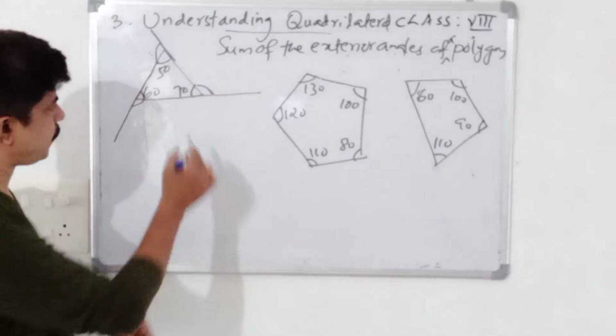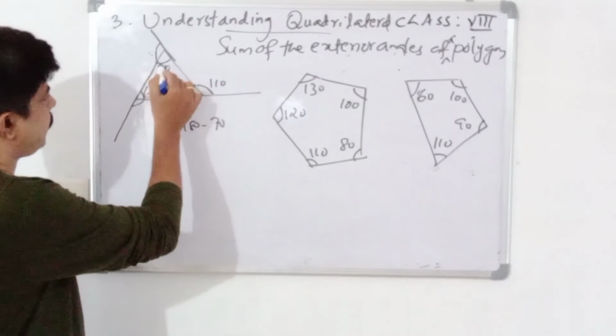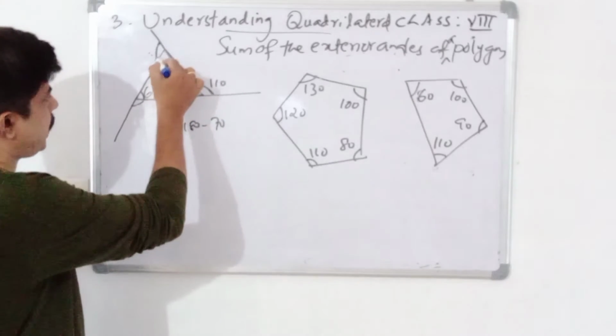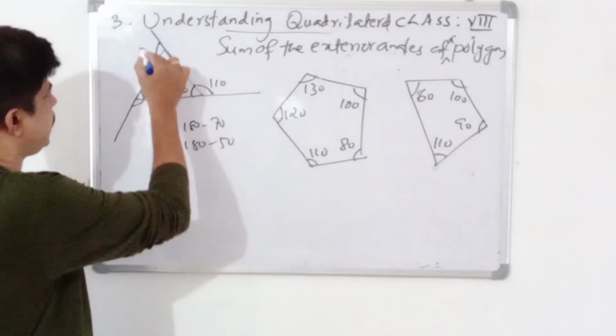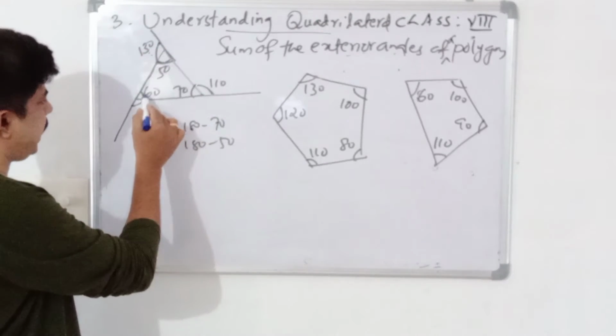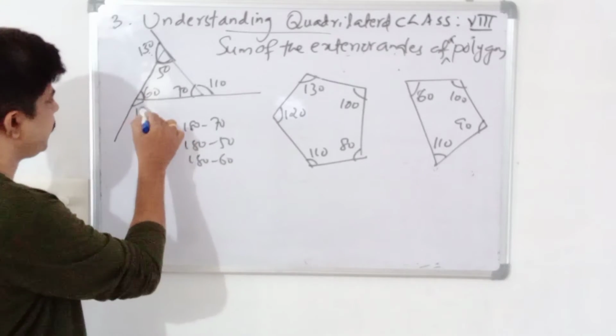These 2 are a linear pair. Therefore, 180 minus 70 is equal to 110. Here the angle is 50. These 2 angles are adjacent angles, and they form a linear pair. 180 minus 50, here we have 130. Again, these 2 angles are a linear pair. 180 minus 60 is equal to 120.